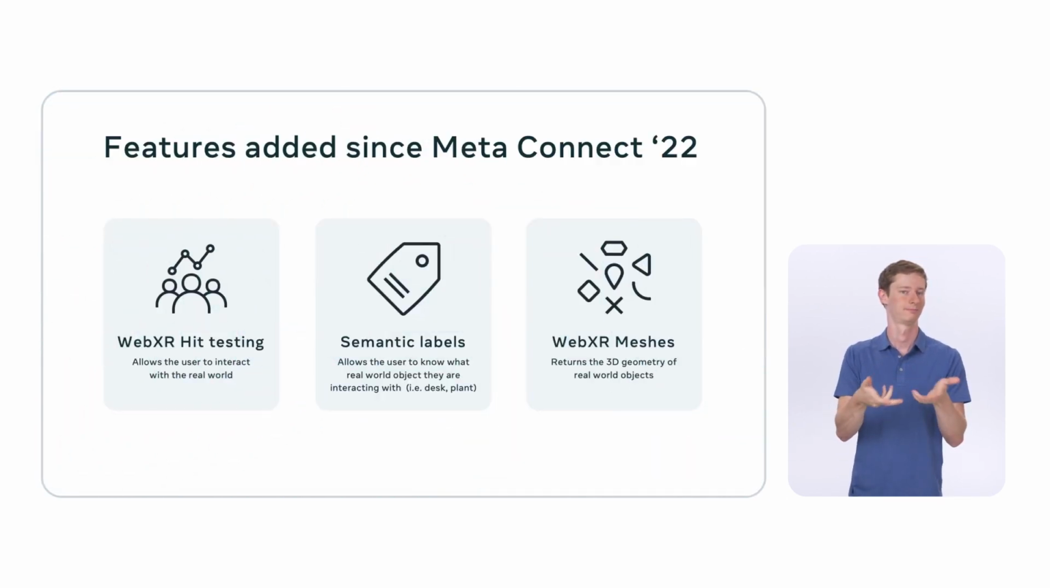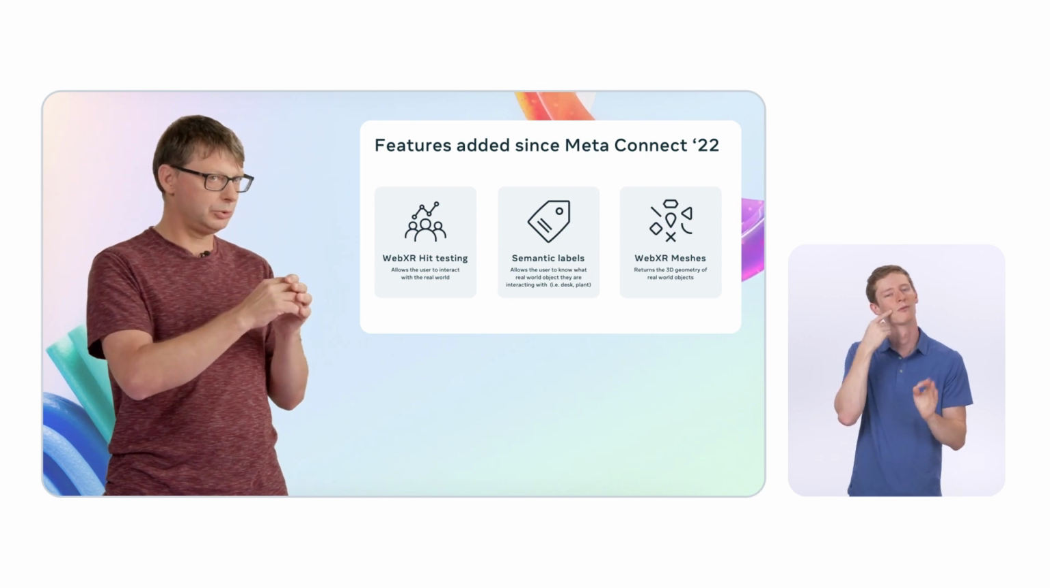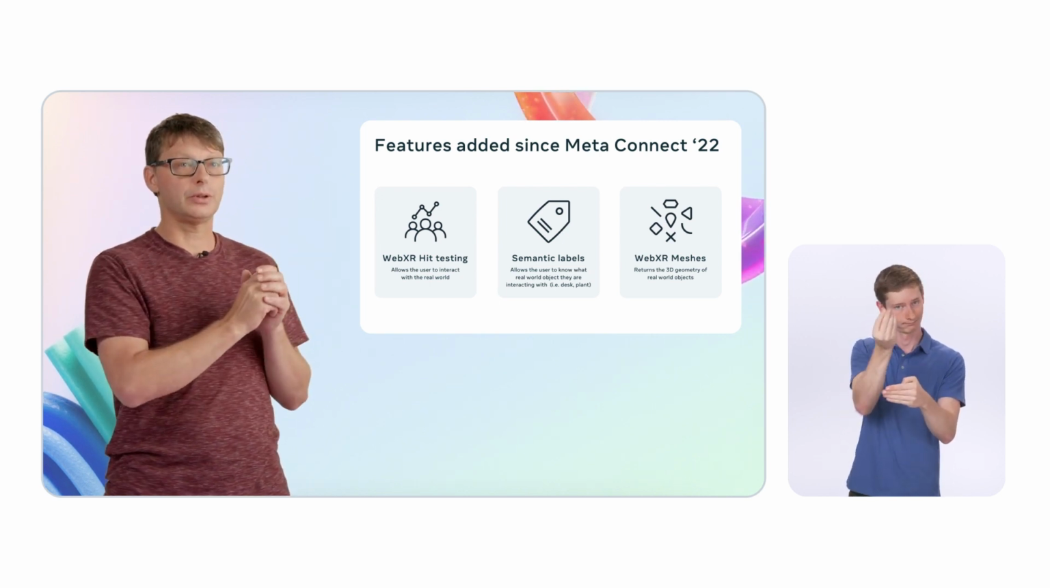Since MetaConnect 2022, we added some additional features. WebXR hit testing is a convenience method to raycast against the physical world. WebXR semantic labels will return you the type of object that you are interacting with. For instance, a plane will tell you if it's a painting or a wall, and you can make a decision based on that.